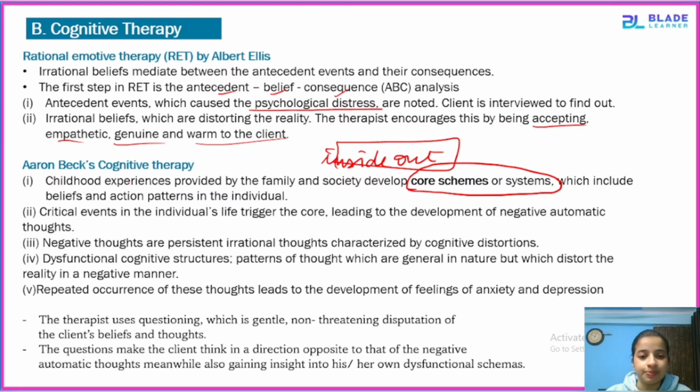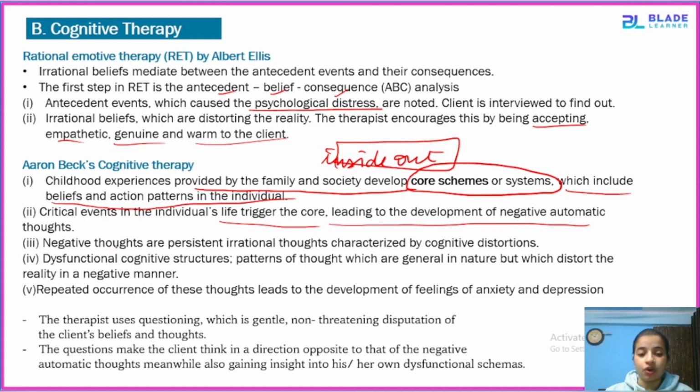So the childhood experiences provided by the family and society develop core schemas or systems which include beliefs and action patterns in an individual. So critical events in individual lives trigger the core, leading to the development of negative automatic thoughts. Negative thoughts are persistent, irrational thoughts characterized by cognitive distortions.